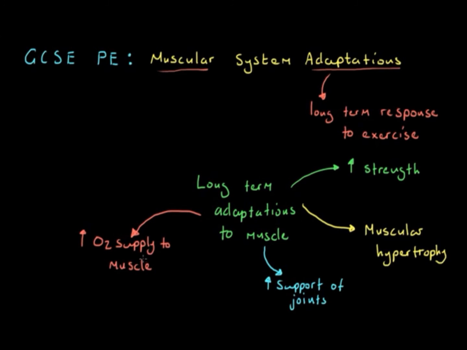Now finally, we not only increase the strength of our muscles from training, we also increase the strength of our tendons, which attach the muscles to the bone. This can obviously help us to prevent injuries. Again, it's similar to the support of joints. It helps our bodies to prevent injuries.